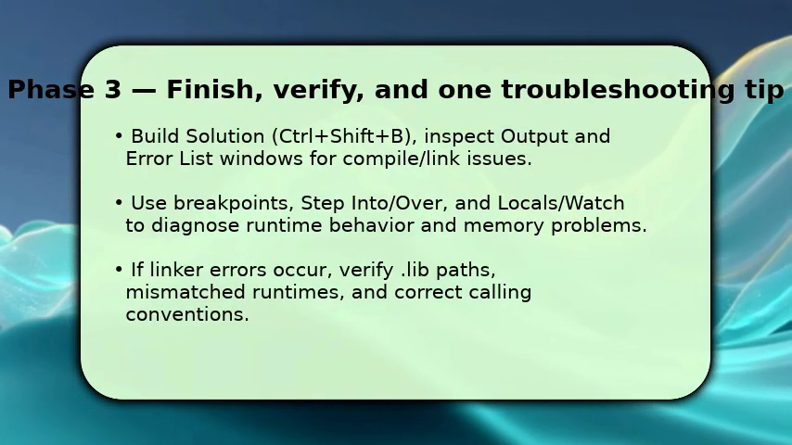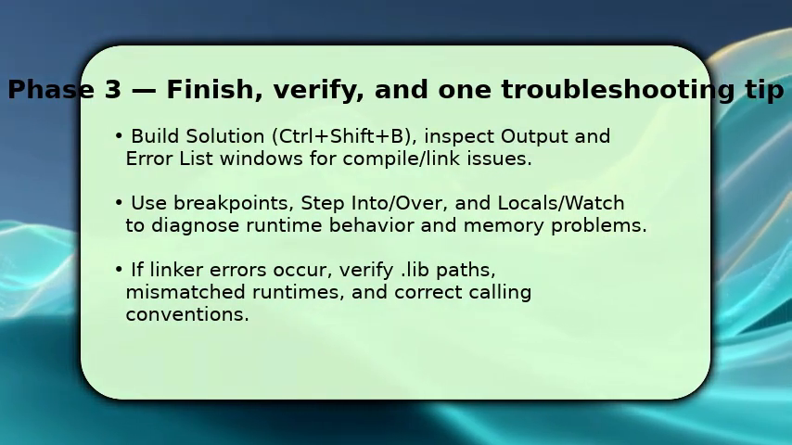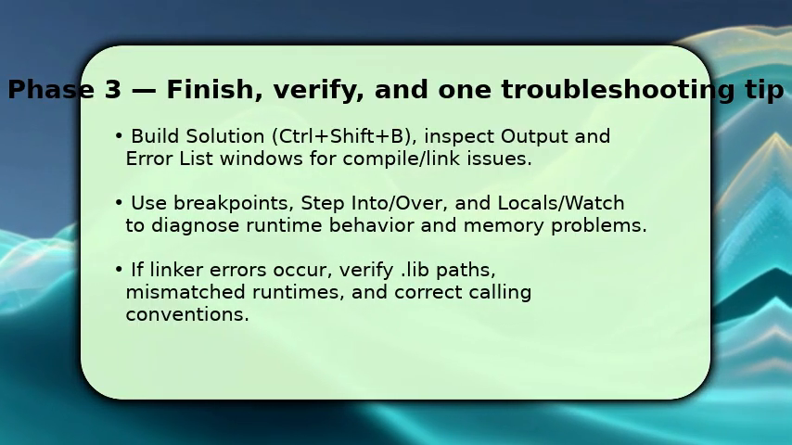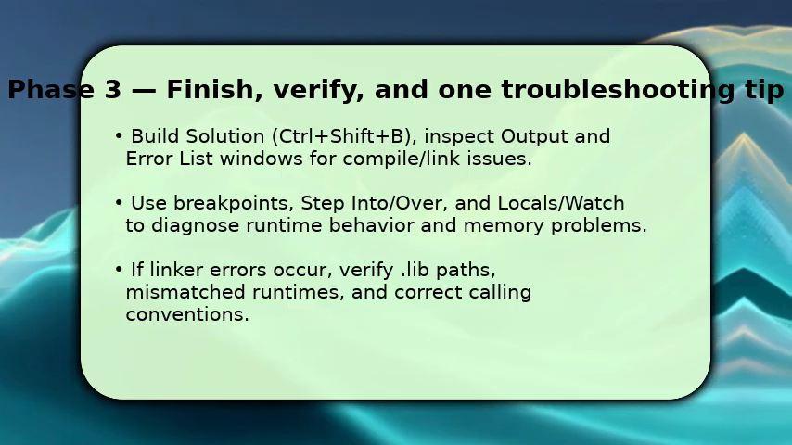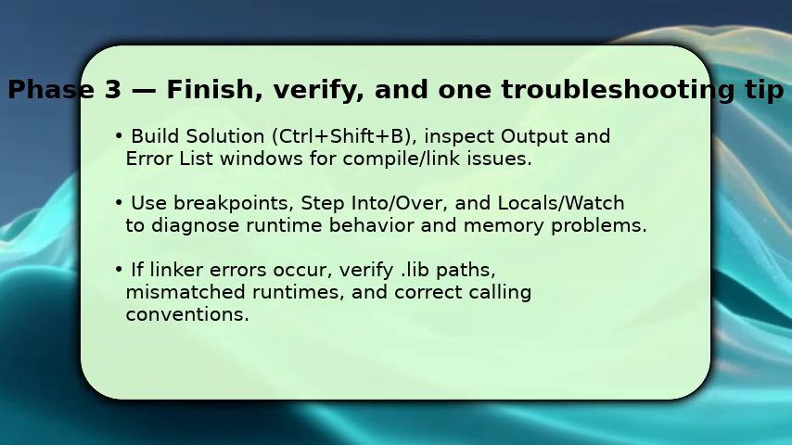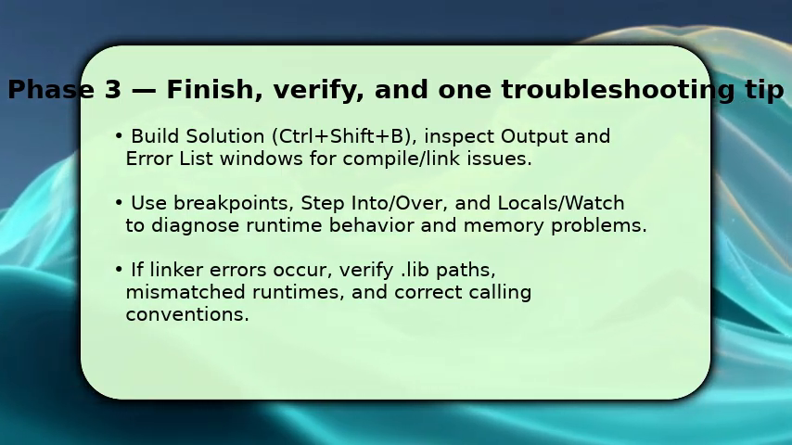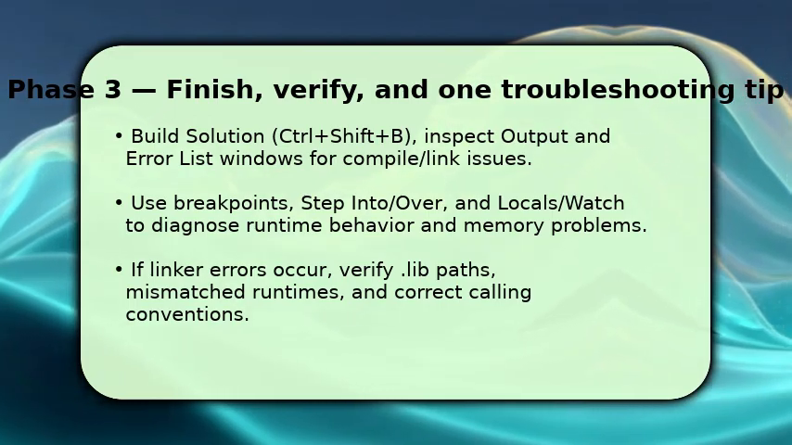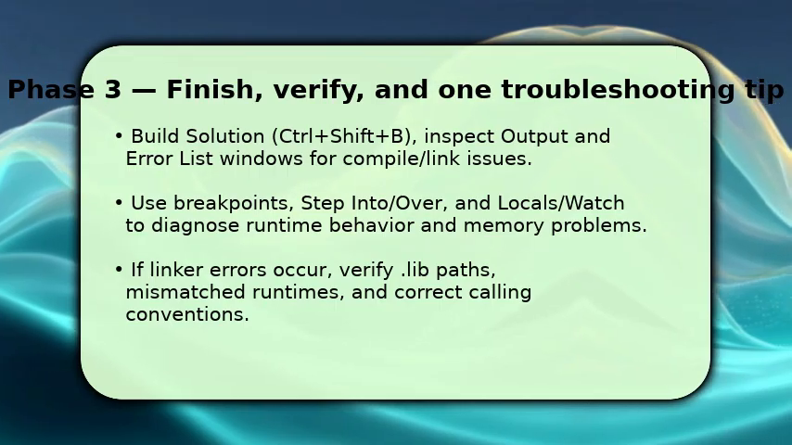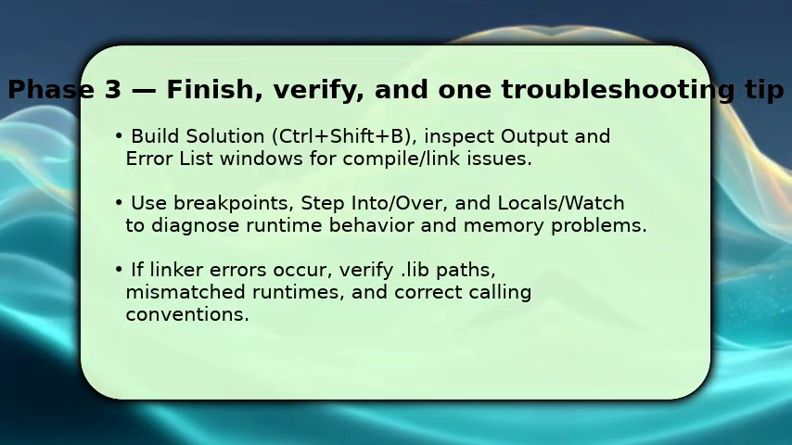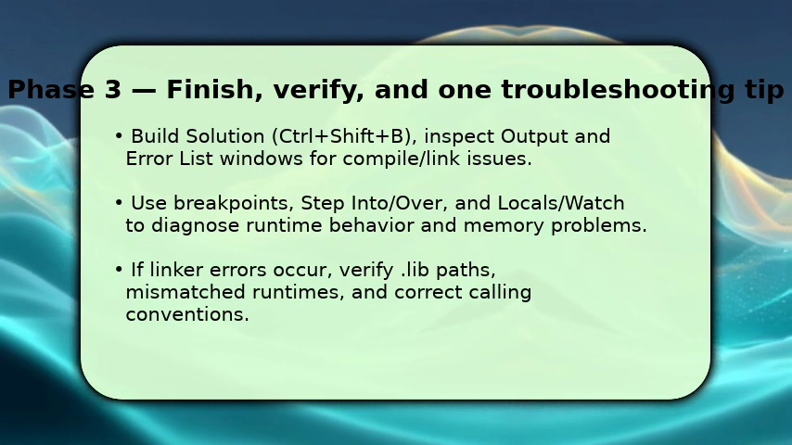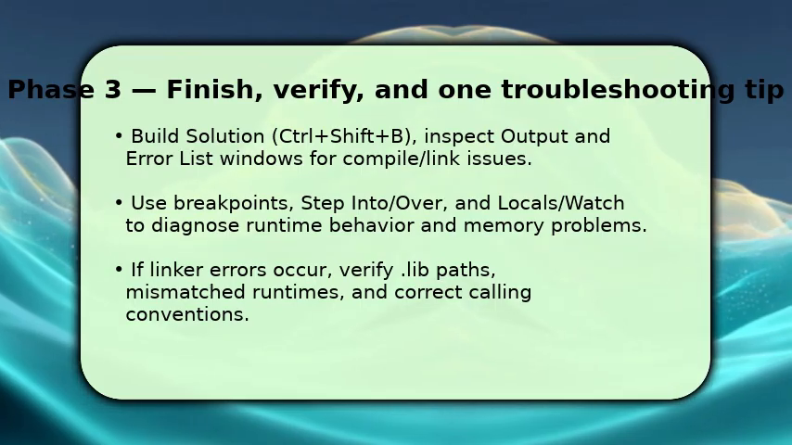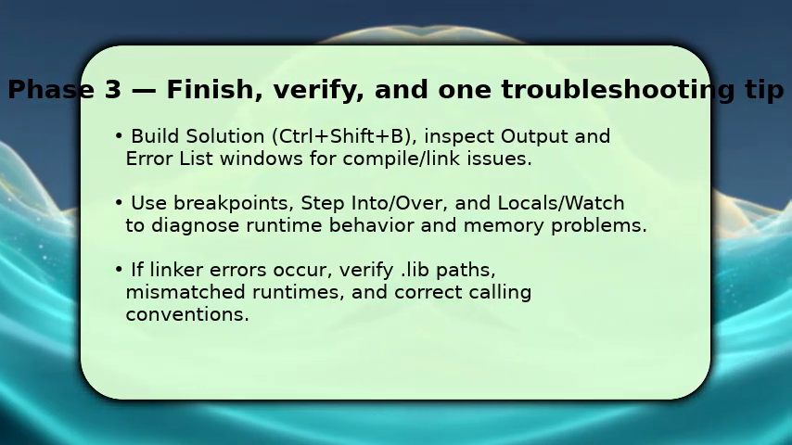You finish by building and running the project. Press Build Solution and check the output and error list to locate compile or linker errors. Once running, set breakpoints and use step into, step over, and the locals/watch windows to trace logic and inspect variables. Make sure to test both debug and release builds. If something goes wrong, one key troubleshooting tip: verify that library paths and runtime libraries match the project configuration. Mismatched runtimes, or missing .lib paths, cause most link failures.